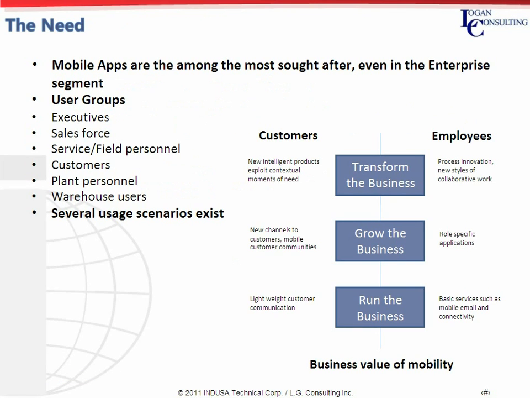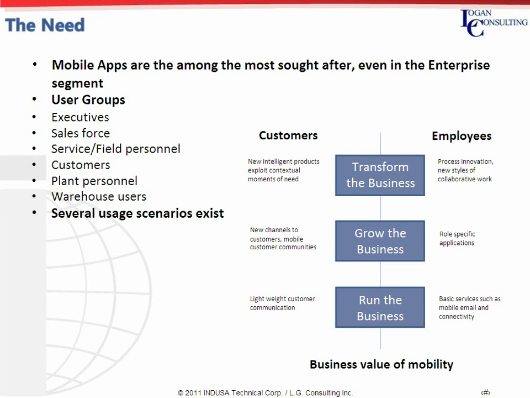Now let's take a look at the need. As most of you are likely aware, with the prevalence of Apple's App Store, Android's app market, etc., mobile apps are extremely sought after, and this extends to the enterprise segment as well. It's very easy to identify specific groups of users that both have the need and desire to leverage mobile apps. These groups include executives, your outside sales force, service and field personnel, customers, plant personnel, and possibly even warehouse users. There are a number of specific usage scenarios for each of these groups, and we'll dive into details of those shortly in some upcoming slides.